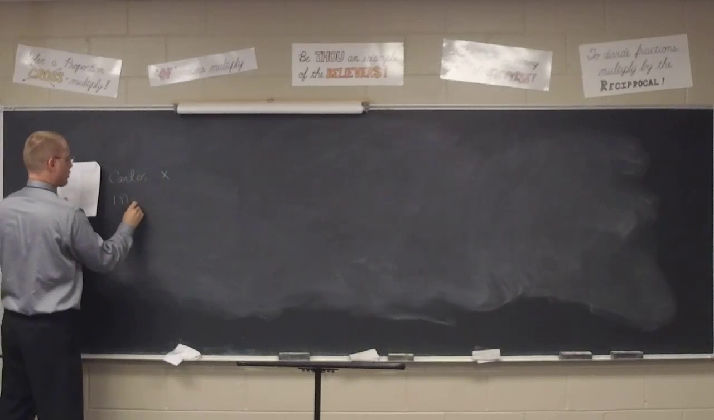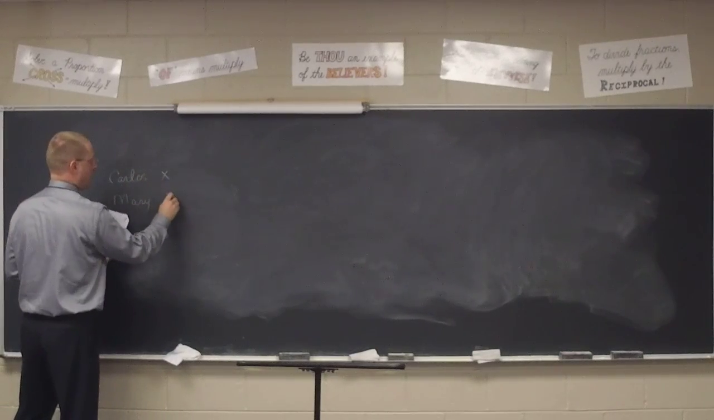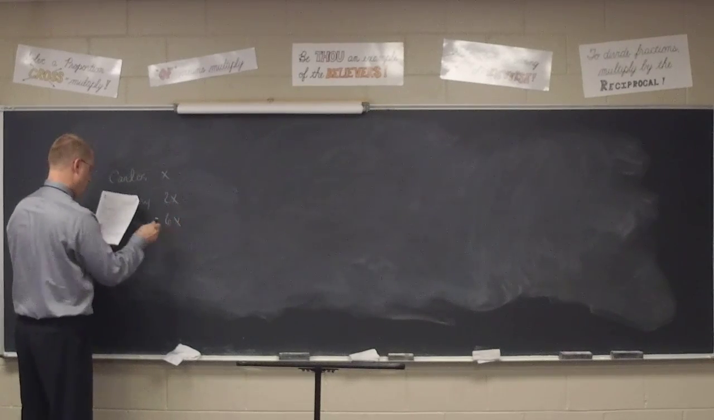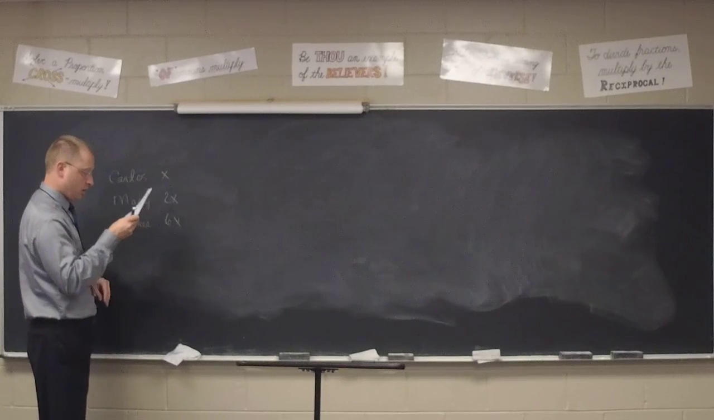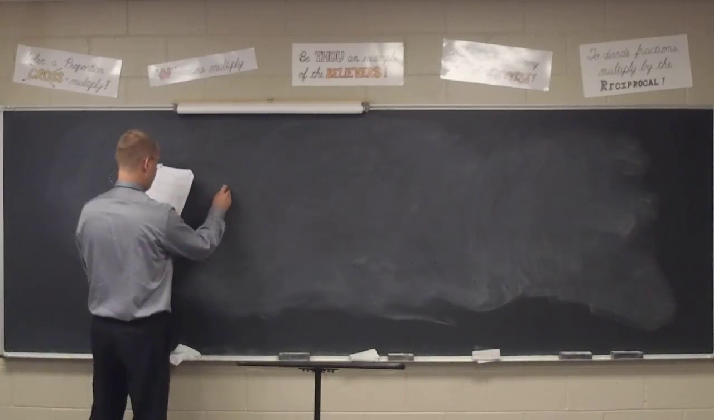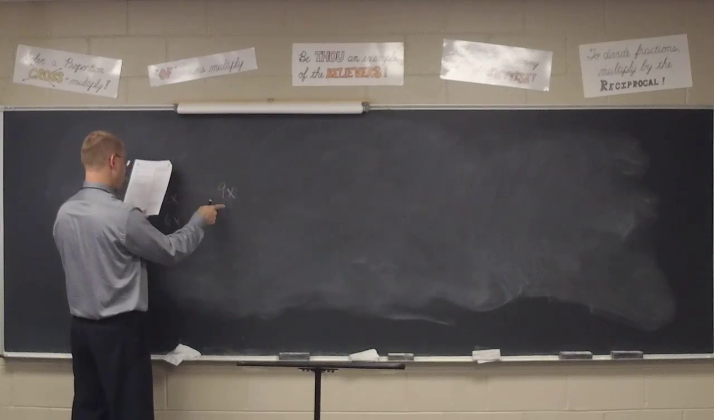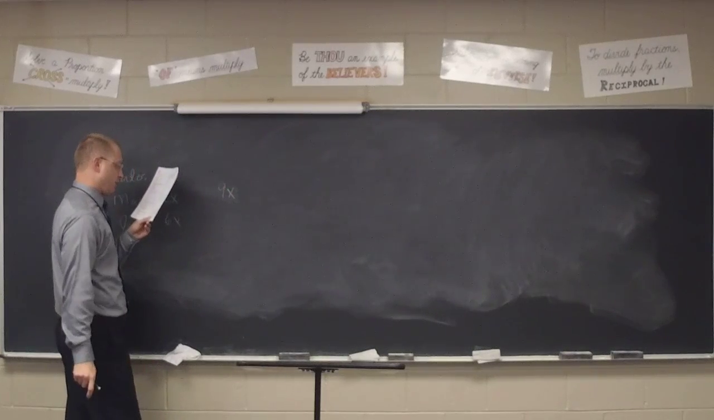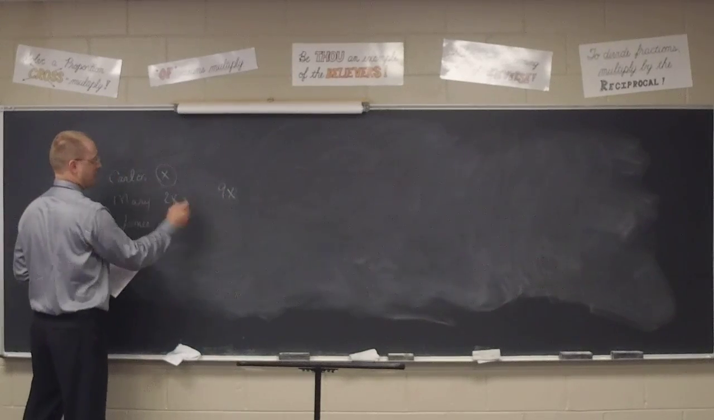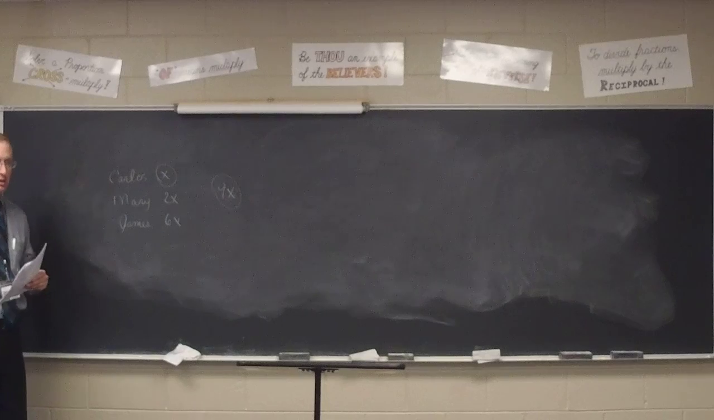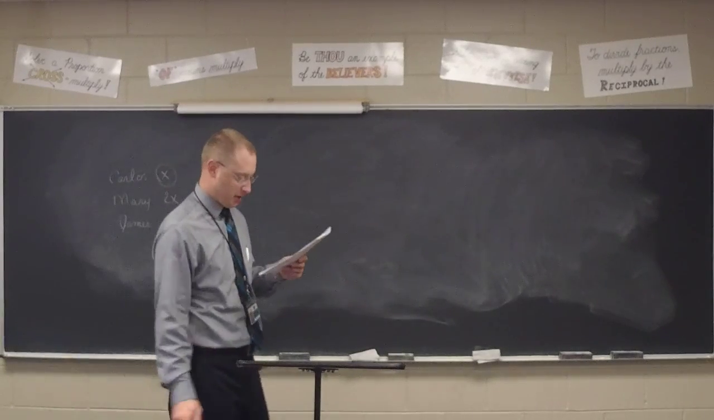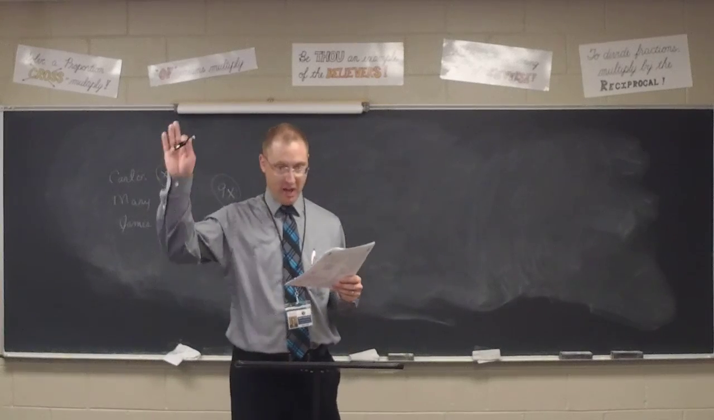Mary sold twice as many, and James sold 3 times as many as she did, so 6x. All right, so total, they sold 9x. And of these, what fraction of the advertisements did Carlos sell? Well, he sold x out of a total of 9x. x over 9x is 1/9. So he sold 1/9 of the advertisements. That's letter F.